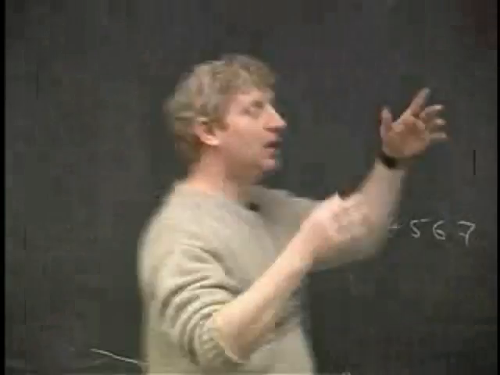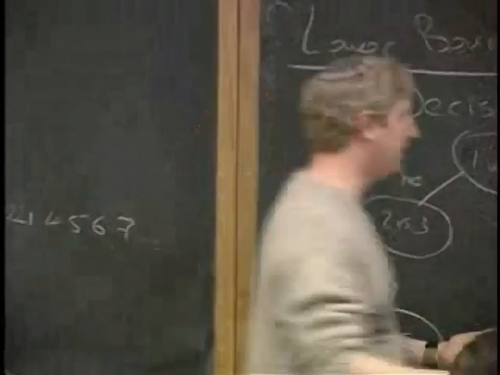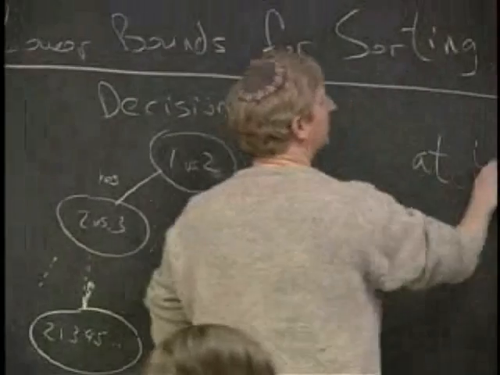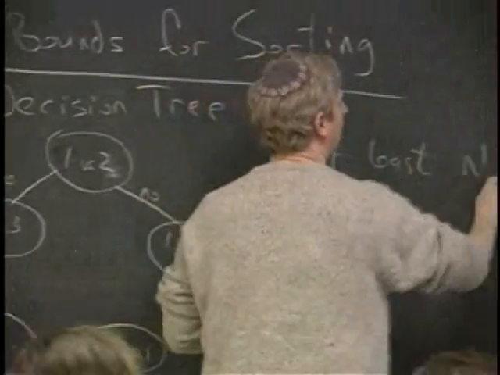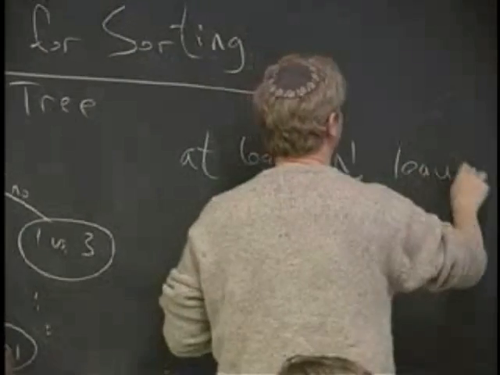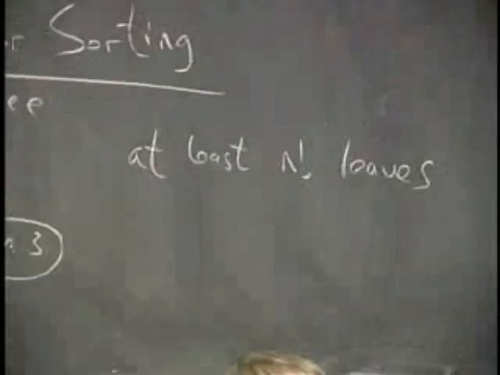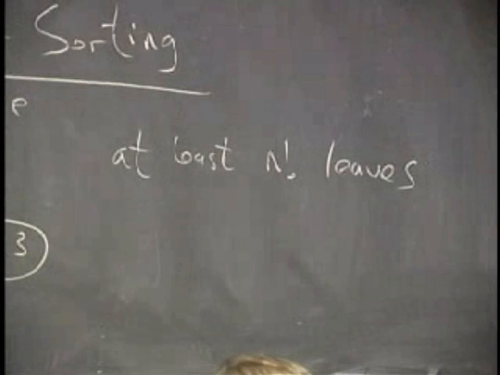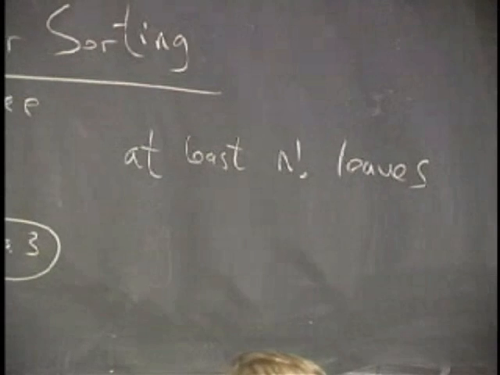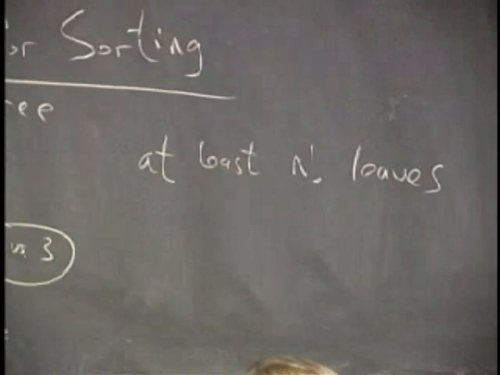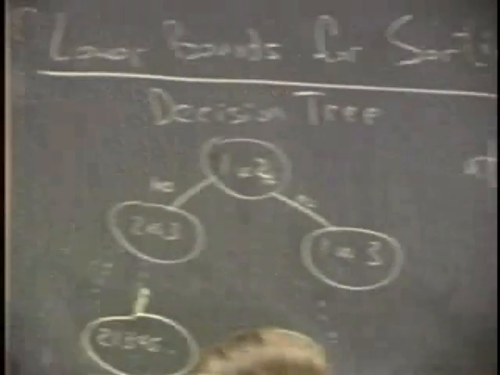Which means, if you take your algorithm, turn it into a decision tree, your decision tree must have at least, and here's the lower bound, at least n factorial leaves. There are at least n factorial leaves in any decision tree for any algorithm you come up with that's guaranteed to sort every permutation of the list.